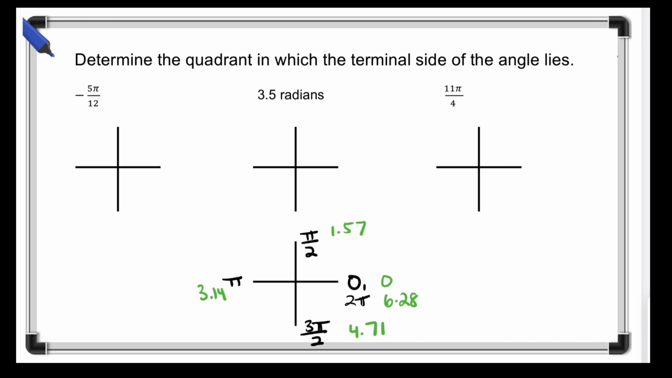So when I look at 3.5 radians, I'm starting off with my initial side, and I know that this is 3.14, and I know that this is 4.71. So if I'm looking for 3.5, I'm going to be in quadrant 3.